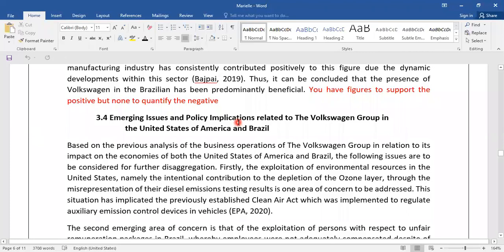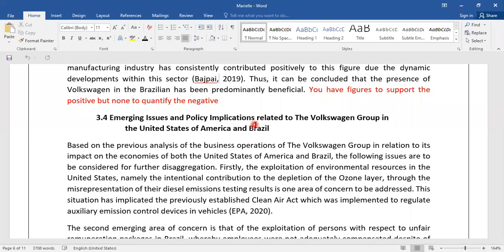In Mariel's work thus far, there are two negative issues. One is not paying people proper salaries, and the next is environmental destruction. So before I even read, I am expecting that the policy implications and the issues relate to people and relate to the environment. Does everybody understand that your emerging issues and policy implications must be related to the negative consequences that you discussed in your earlier section?